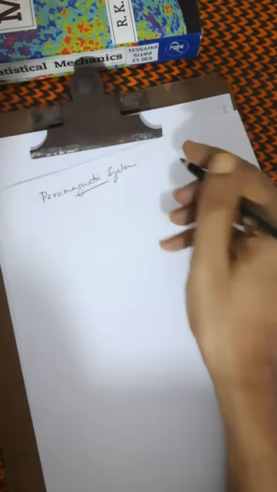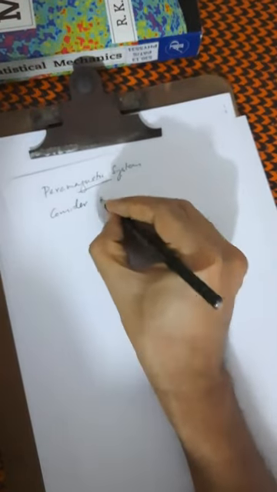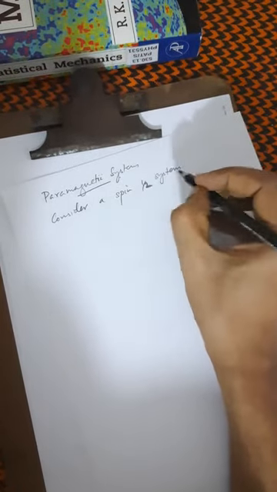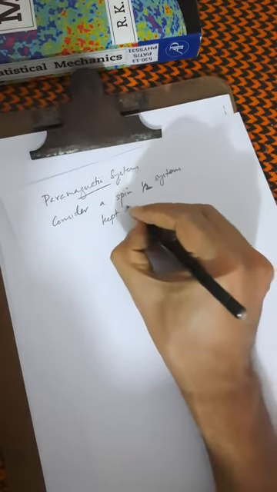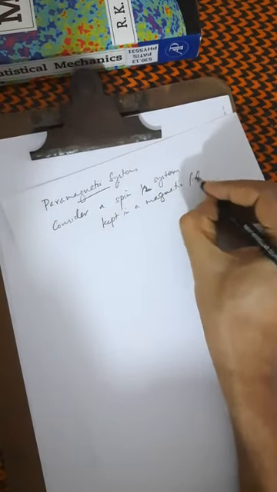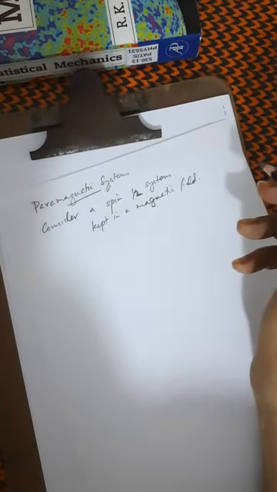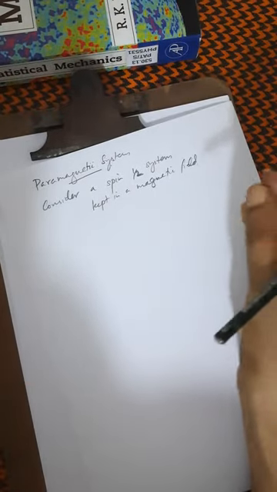So here, for the purpose of derivation, we consider a spin half system. Which means that you have spin half particles, for example electrons, right? And that is kept in a magnetic field. So here the kinetic energy does not come into picture. Instead, it is the potential energy which is effectively coming into picture.